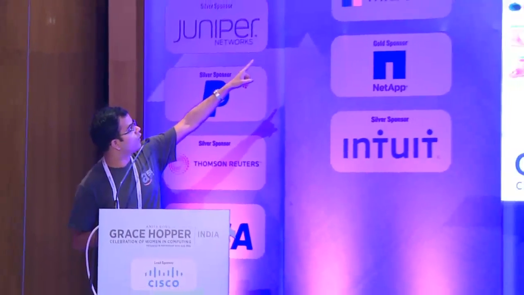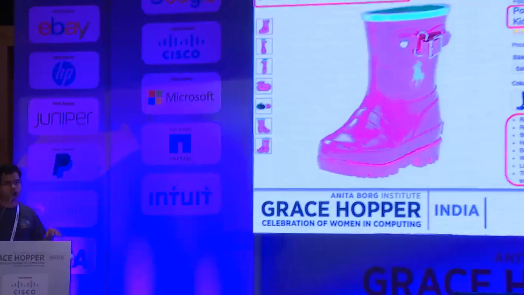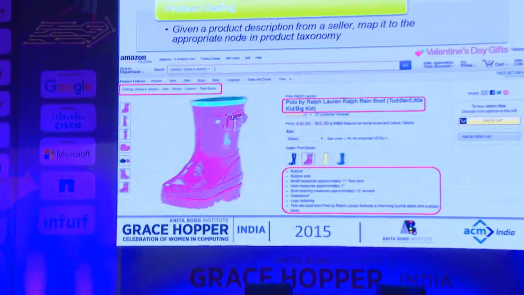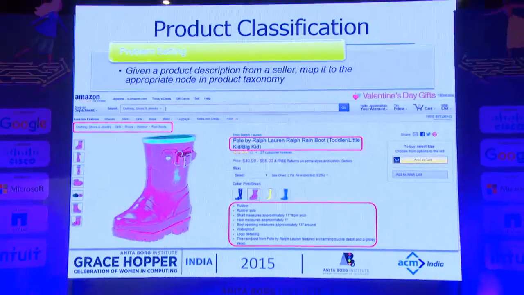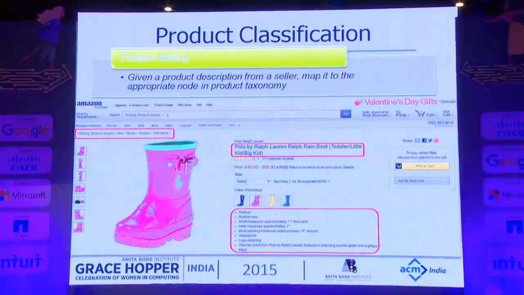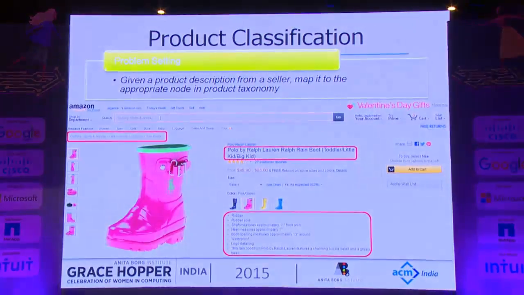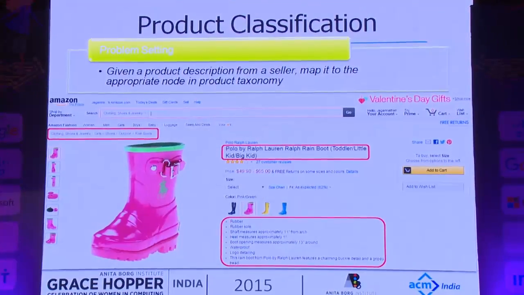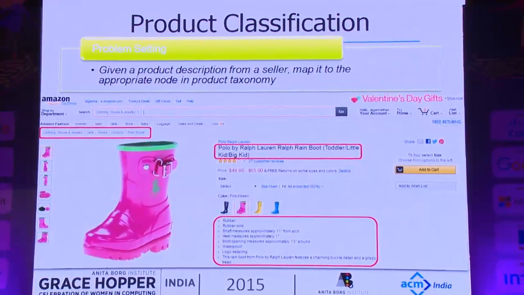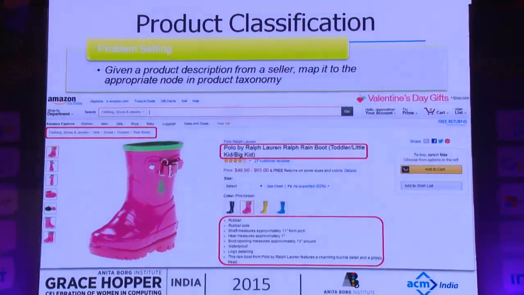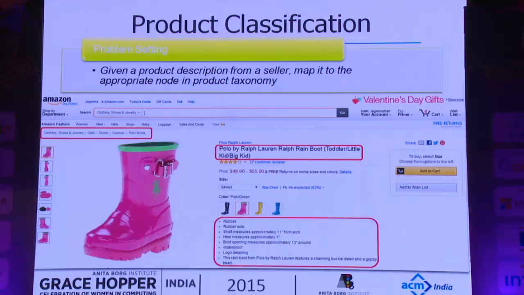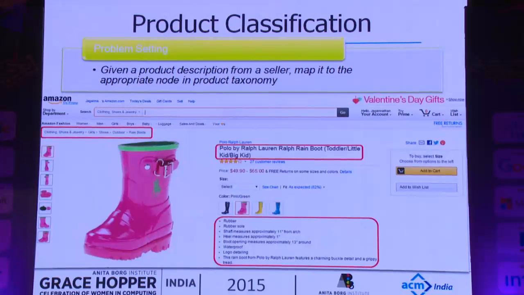And the top red square that you see is the hierarchy in which the products are distributed across the catalog. So the problem here is, given a product description from a seller, map it to the appropriate node in the product taxonomy. This product taxonomy is defined for proper navigation for a customer. You could search the products directly in the search query box, or you could navigate starting from a root node to, let's say, electronics, to cameras, to Canons, and to accessories. So here the problem is to classify this product into the correct location in that hierarchy.